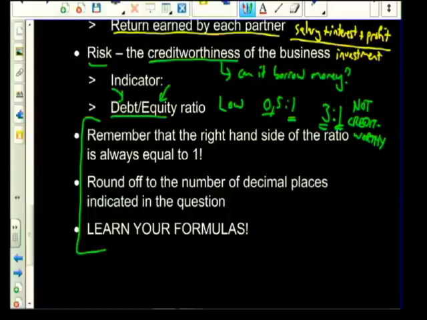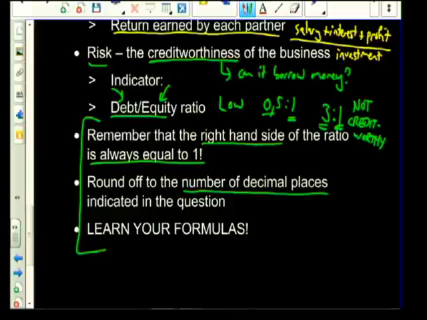So the last 3 hints that I'm just going to give you before we look at a practice question are the ones that I've said before, but they're worth repeating. Remember that the right-hand side of the ratio is always equal to 1, as I showed you earlier. Also make sure that you read the full question and round off to the number of decimal places that is indicated in the question. Some questions want only 1 decimal place, some questions want 2 decimal places. Make sure you round off correctly.